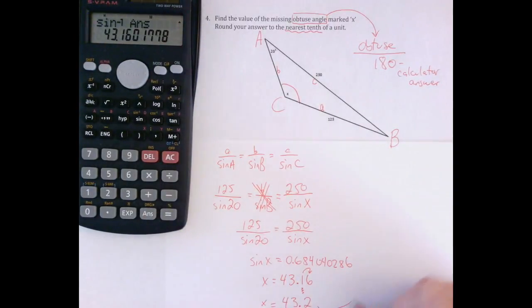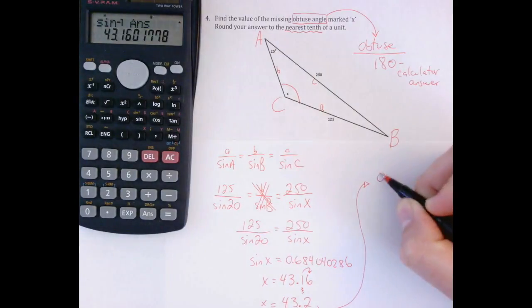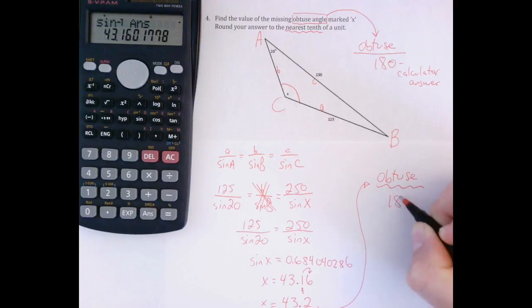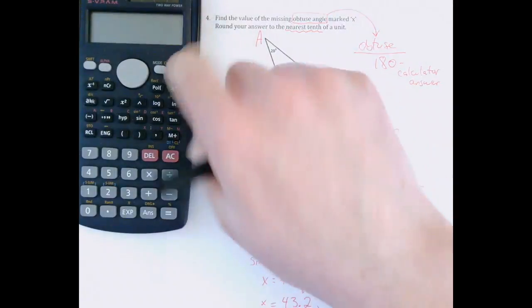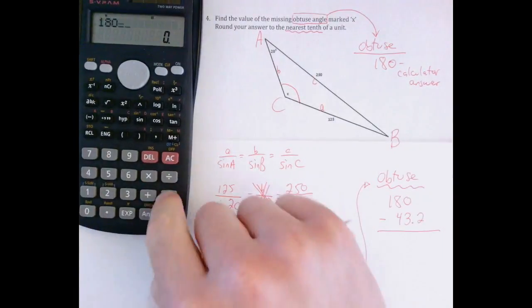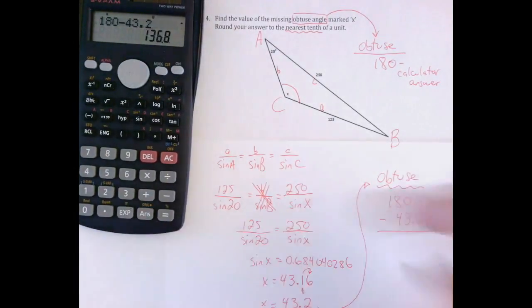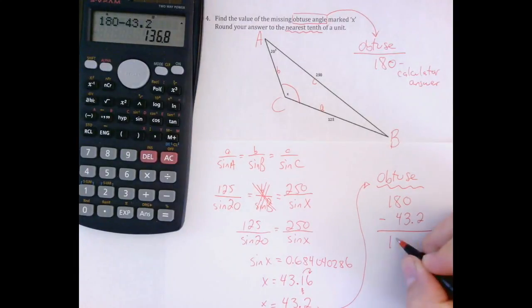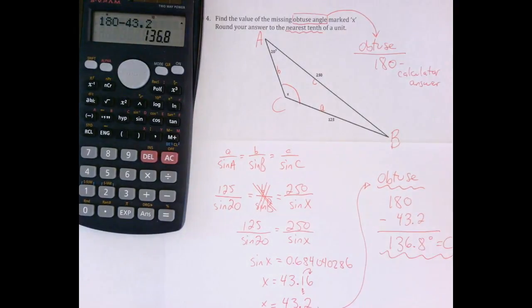But I can't forget, for an obtuse angle, I have to do 180 minus the answer that my calculator gives me. So 180 minus 43.2 leaves me with 136.8 degrees, which is the measure of angle C. That's my final answer.